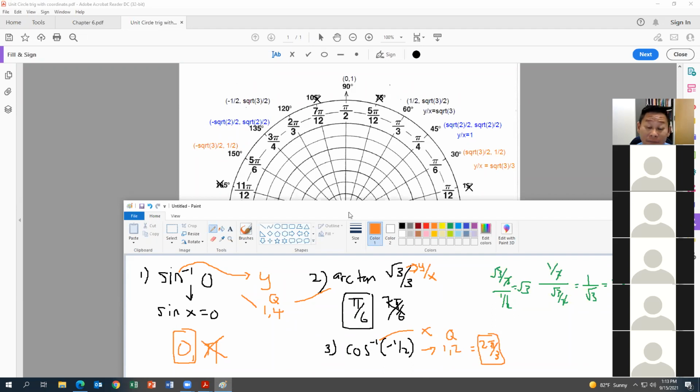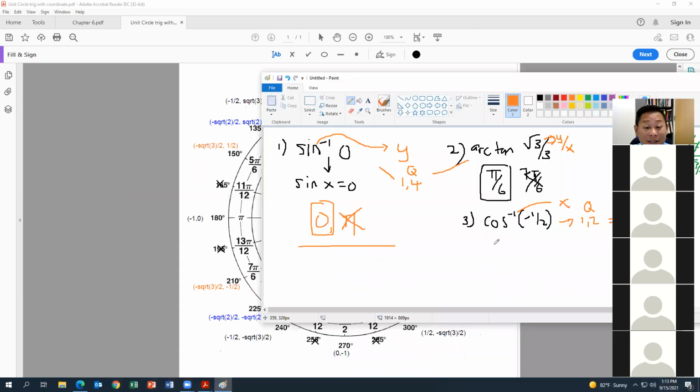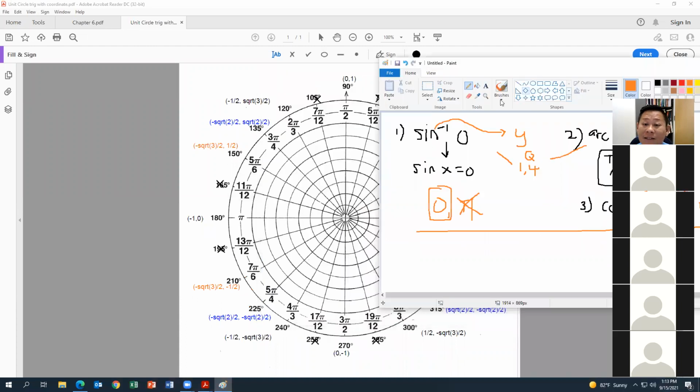Should I give you more? Yes. This is something I will also ask in your test, and in the test you are not allowed to use a calculator. So I'm going to give you more. Again, you have to use a unit circle.